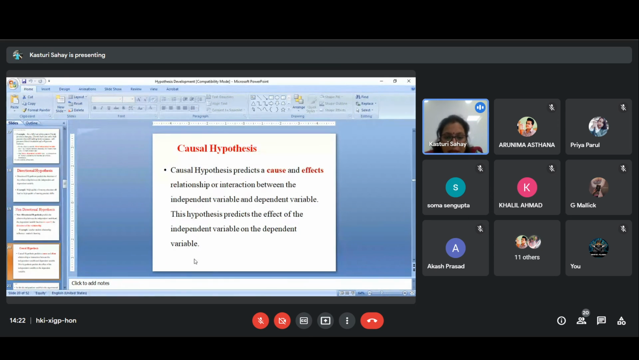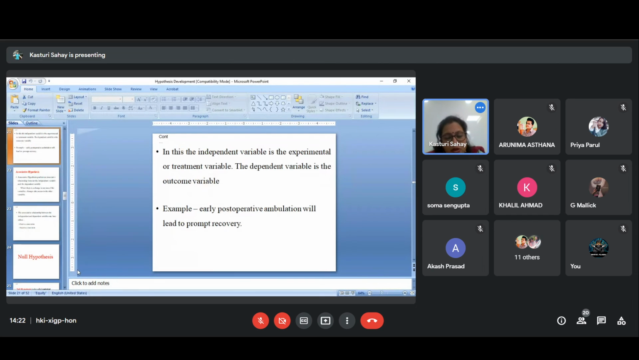Next is the causal hypothesis. Now, causal hypothesis predicts a cause and effect relationship or interaction between the independent variable and the dependent variable. This hypothesis predicts the effect of the independent variable on the dependent. So we have a cause-effect relationship between the independent and the dependent variable, which is being predicted in the causal hypothesis. In this, the independent variable is the experimental or the treatment variable. The dependent variable is the outcome variable.